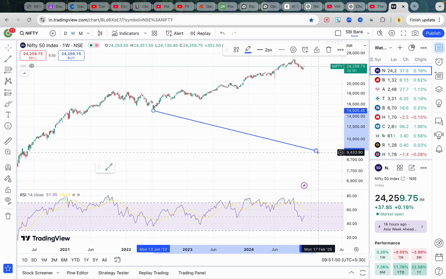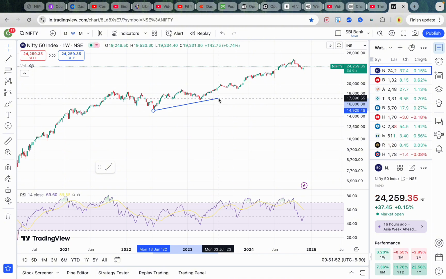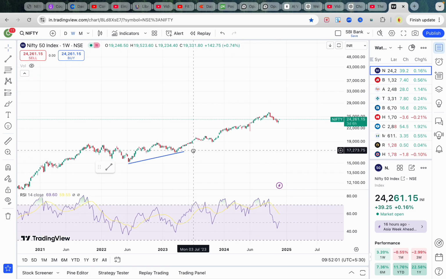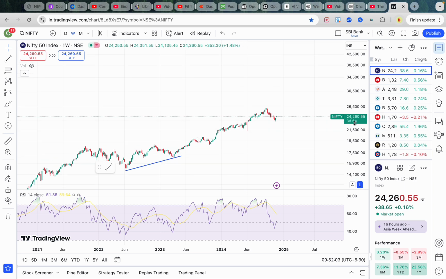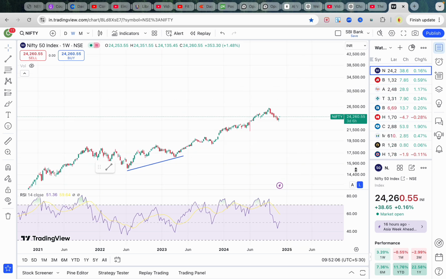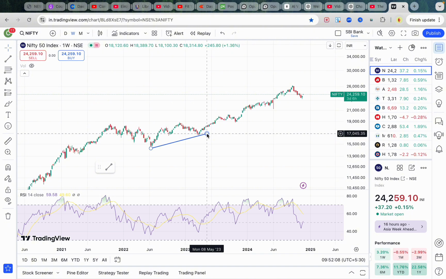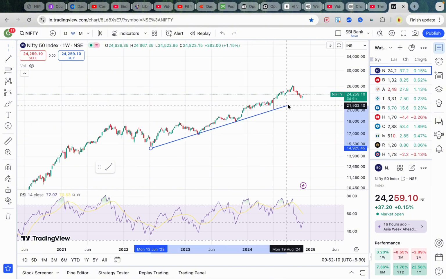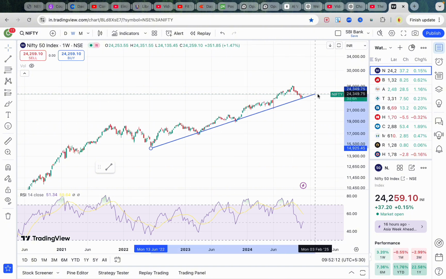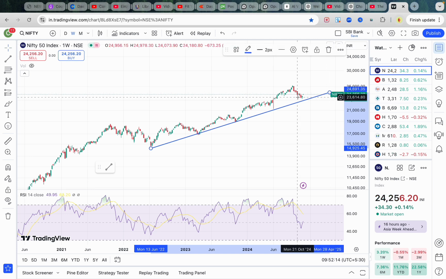you draw the lowest lows. So for example, the low which Nifty formed over here, you join the next low over here, and then the next low over here, then the next low over here, then the next low over here. So this gives you the trend line, and when the prices will breach this trend line, that is where the reversal is going to be happening.